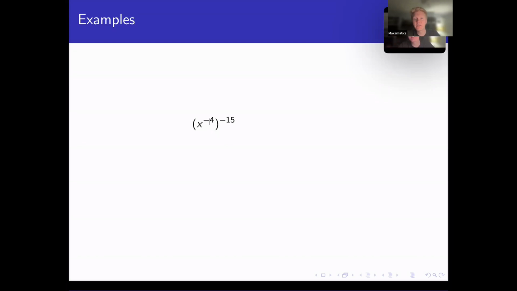So x to the negative 4 raised to the negative 15. Don't forget this is multiplication, right? Power raised to another power. We multiply. Negative 4 times negative 15 is positive 60. So instead of being able to evaluate at the very end like we were for the last set of problems, all it is we just leave our answer as x to the 60th. And this is a lot prettier than what we started with.